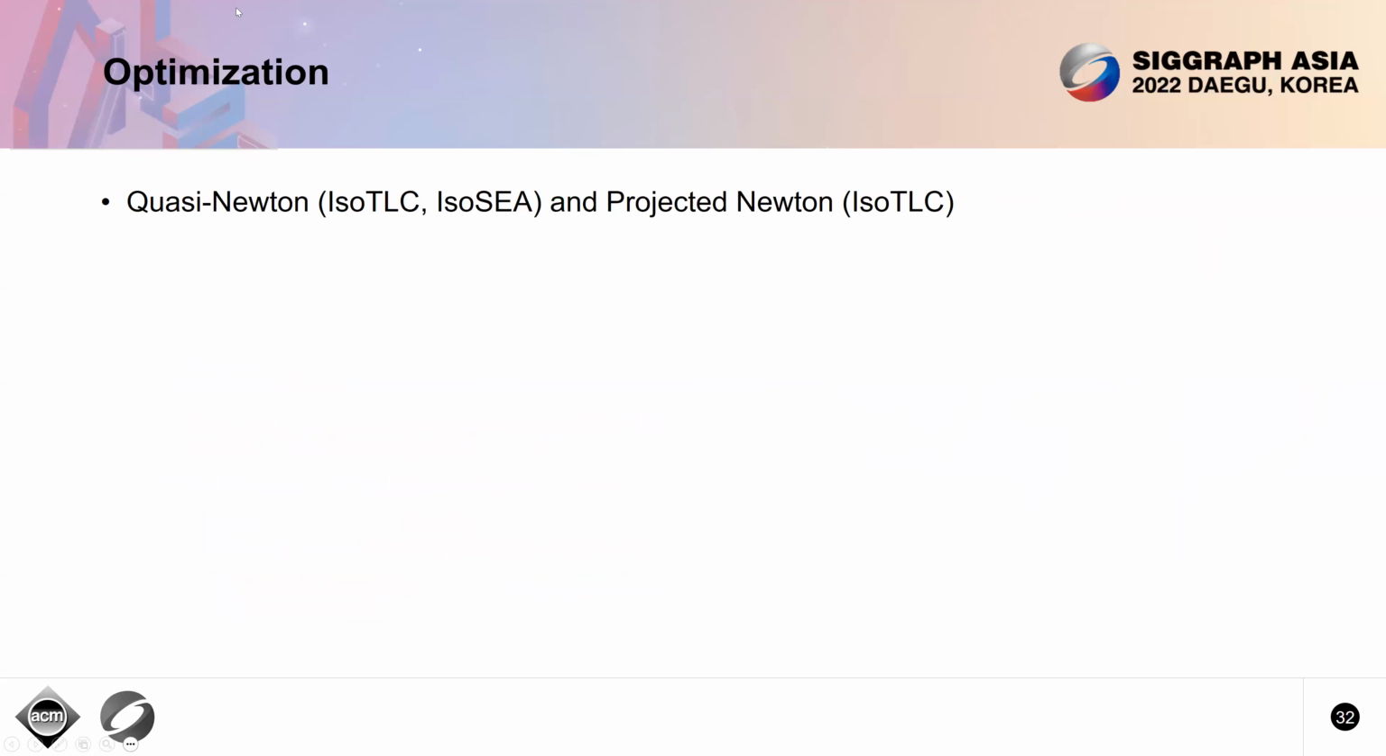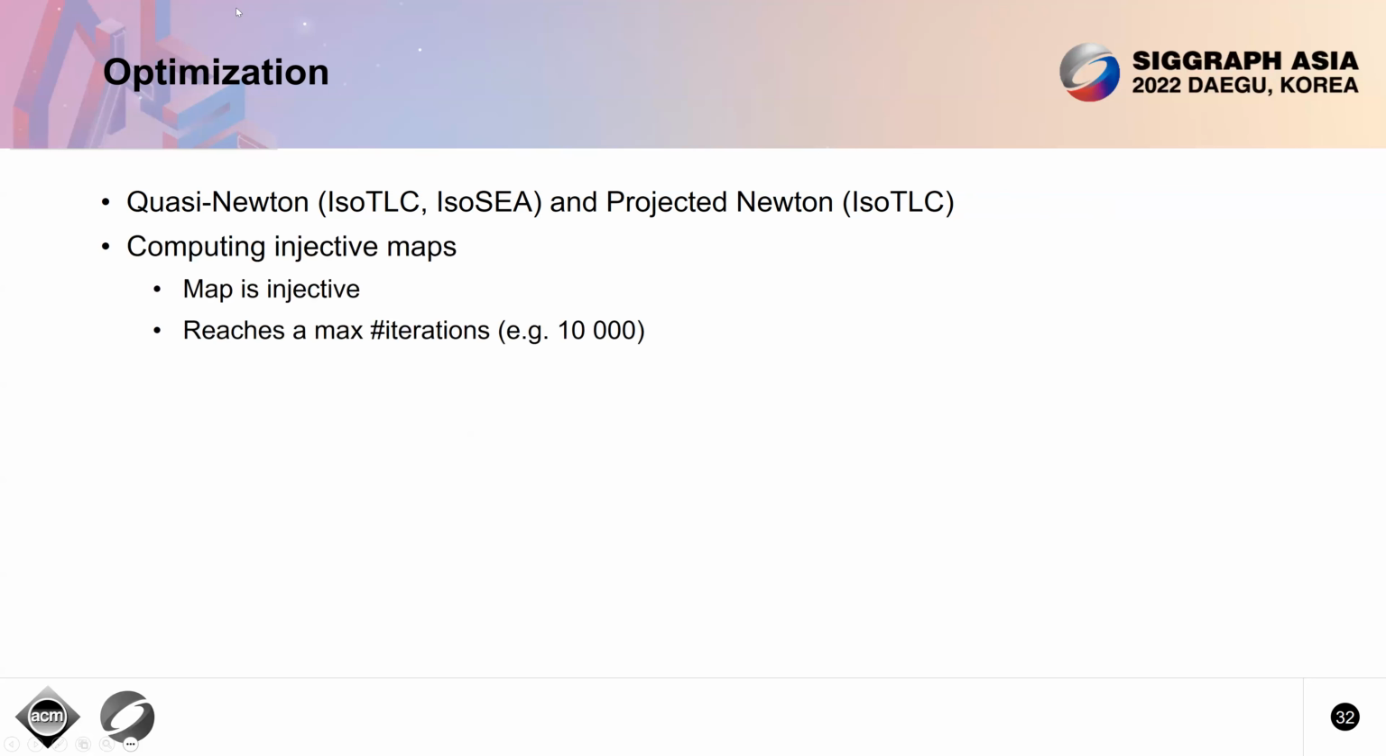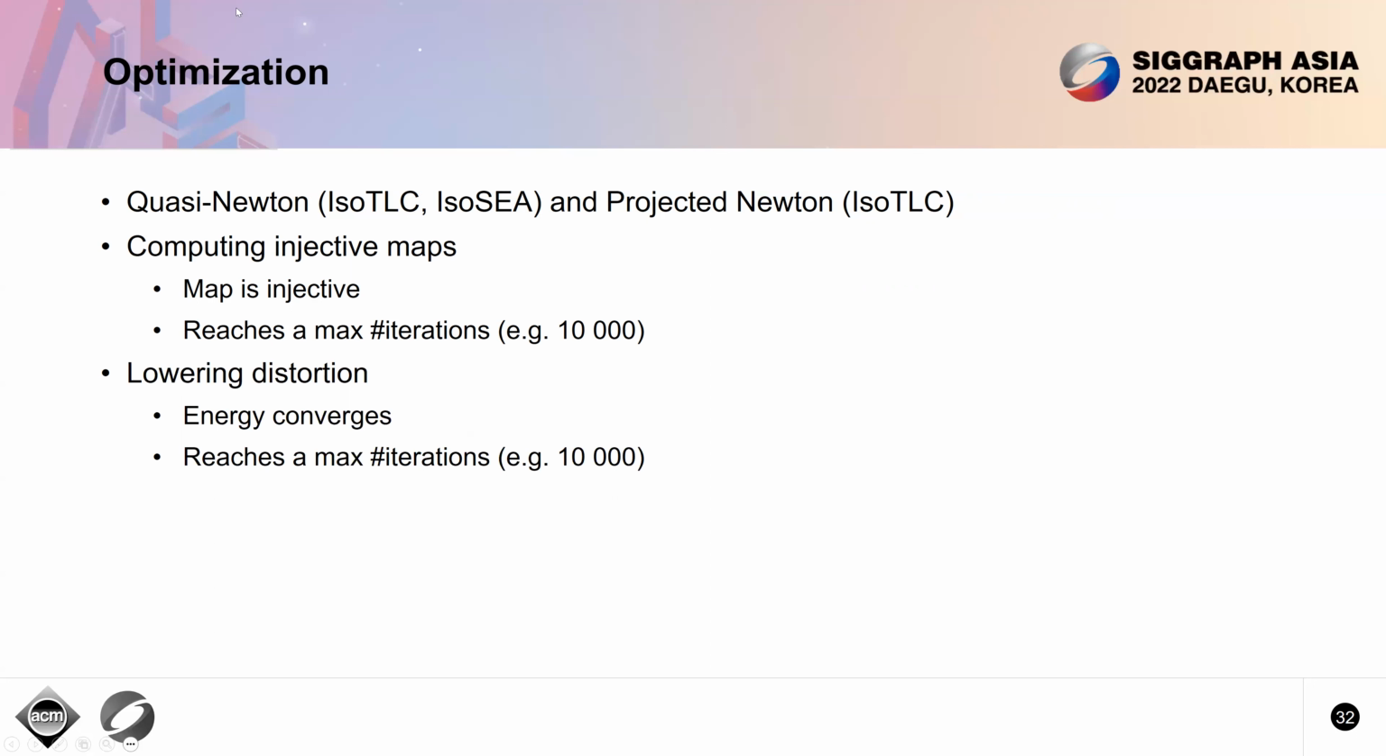In our experiments, we use an off-the-shelf quasi-Newton solver for both IsoTLC and IsoSEA energy. Since IsoTLC exhibits higher order smoothness, we also implement a projected Newton solver for it. We follow a two-step approach to compute injective low distortion maps. We first compute an injective map by optimizing an energy until the map becomes injective or a maximum number of iterations is reached. Then if the obtained map is injective, we further optimize the energy to lower distortion until the energy converges or the maximum iteration number is reached.